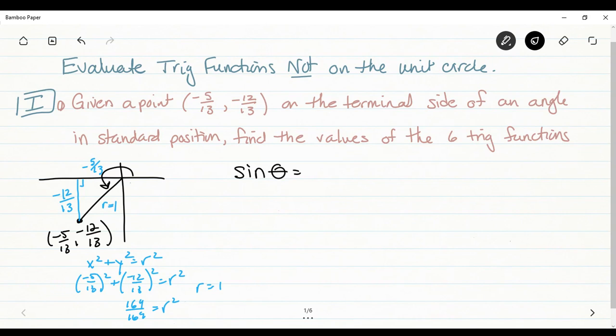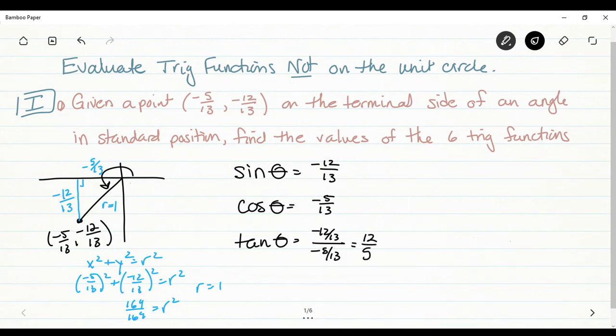So based on this triangle, we can look at our sine ratio and determine that it will be negative 12 over 13. The cosine of our angle will be negative 5 over 13. The tangent of our angle will be the vertical, negative 12 over 13, divided by our horizontal, which is negative 5 over 13. When we reduce this fraction, keep change flip, we end up with the value of 12 over 5 positive.